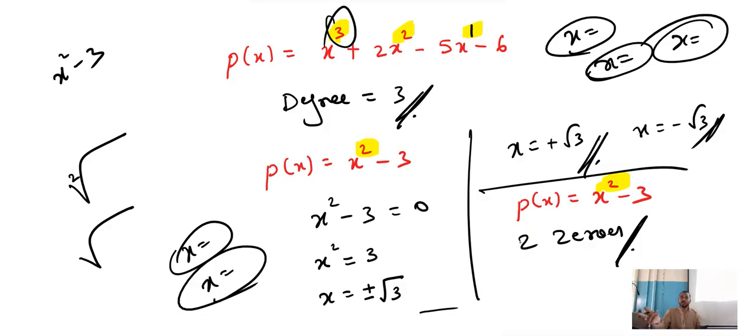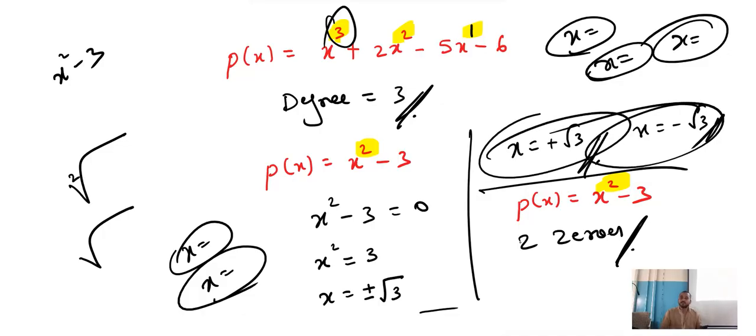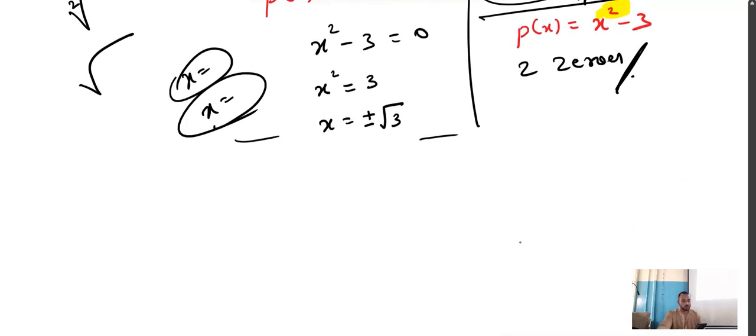Find the zeros means you should find the value of x. How many zeros? Count and tell. 1, 2. We have 2 zeros. So this is the difference between find the zeros and write the number of zeros. Is this clear? Good. Next question.